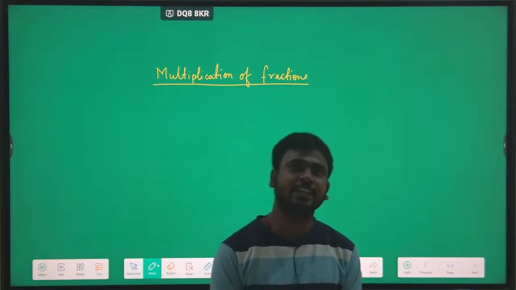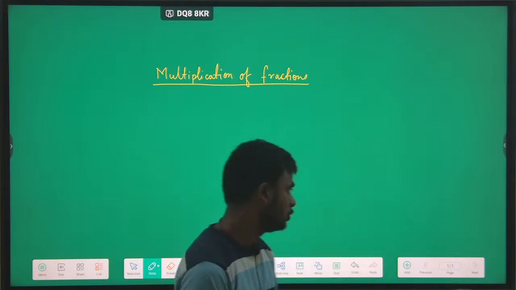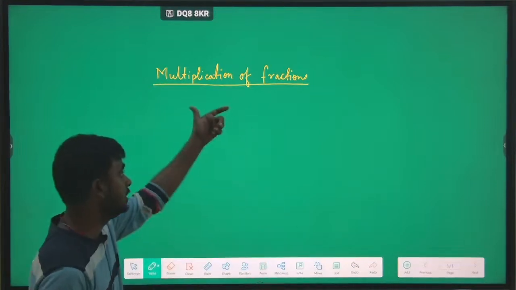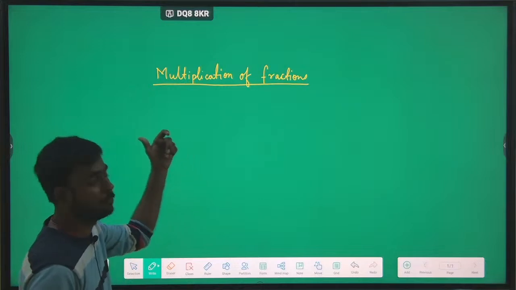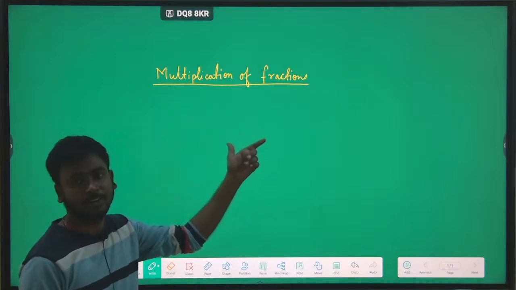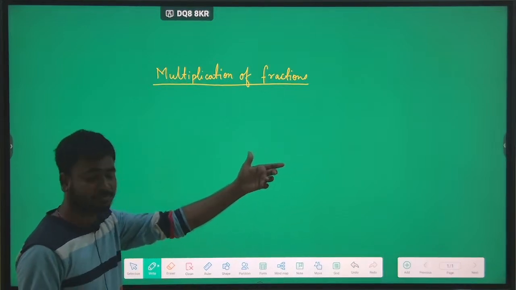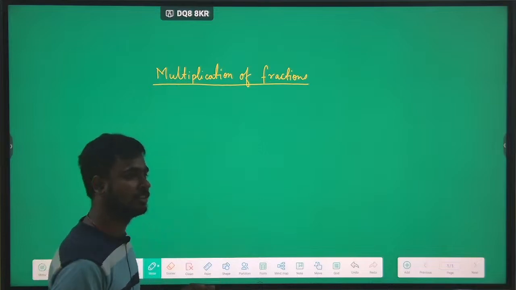Today, in our second lecture, we will deal with multiplication of fractions. Okay. So, what do we mean by multiplication of fractions? As the name suggests, we have to multiply different types of fractions, whether it is a proper fraction, an improper fraction, or the third type, a mixed fraction. So, what we are going to do, we will multiply the fractions.